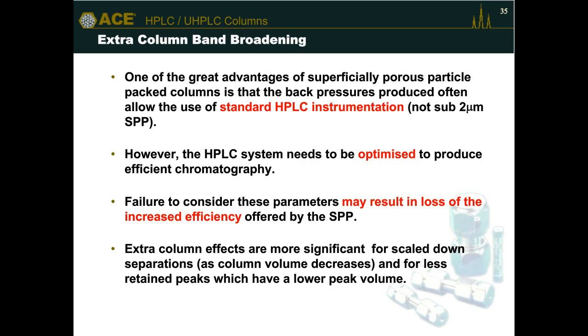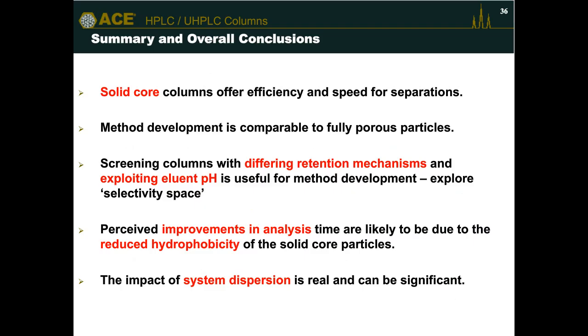So in conclusion, I think solid core columns give you speed and efficiency for your separations. To develop a method, you just need to think of the same parameters that you have for your fully porous columns. Screening is really beneficial, especially if you can throw in pH to that screening. If you can find a phase that is stable over a wide pH range, then that works nicely in exploring, fully exploiting the selectivity space.